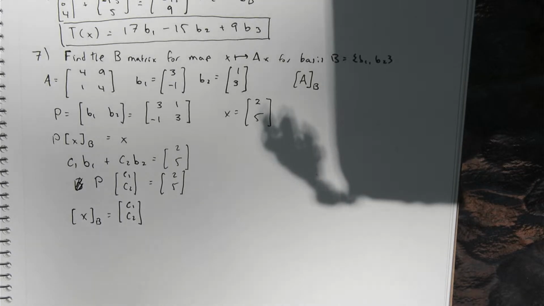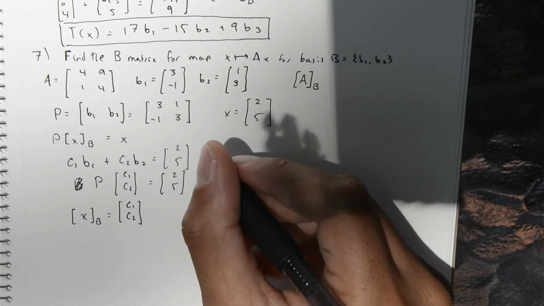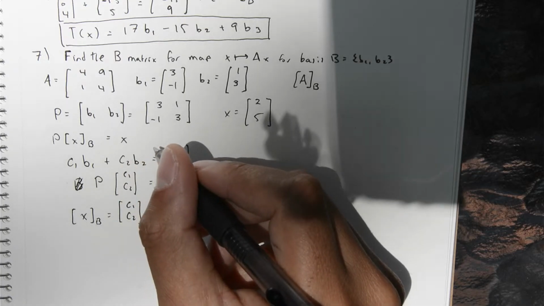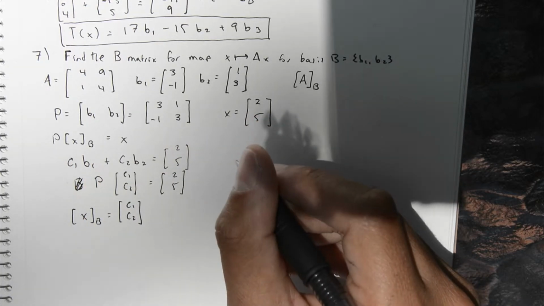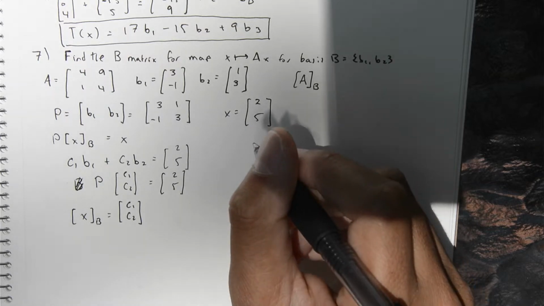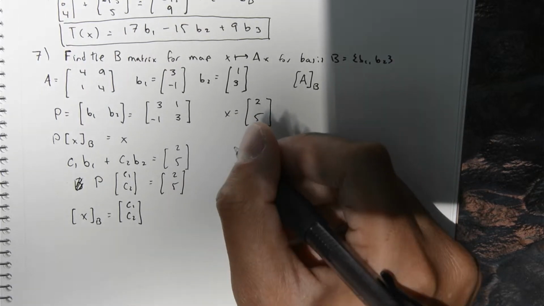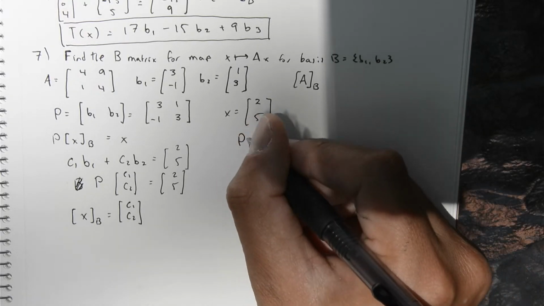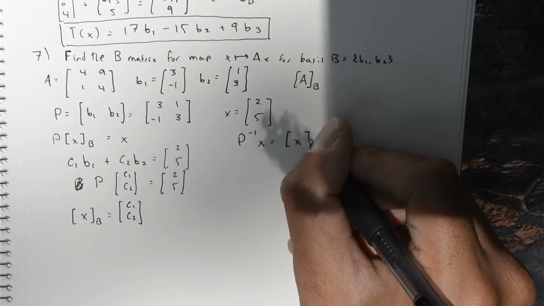All right, the next step. So in order to find x relative to B from x, we need P inverse. So this gives us the equation P inverse times x is equal to x relative to B.